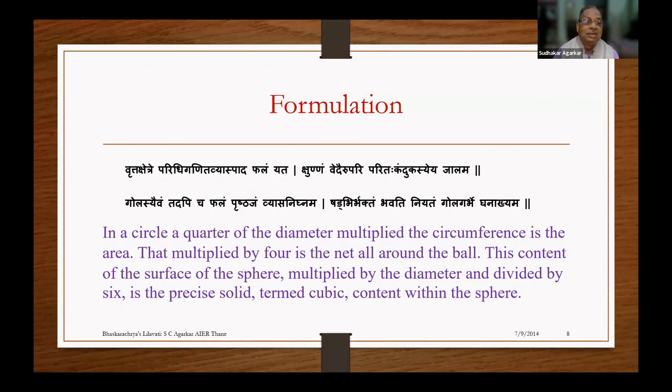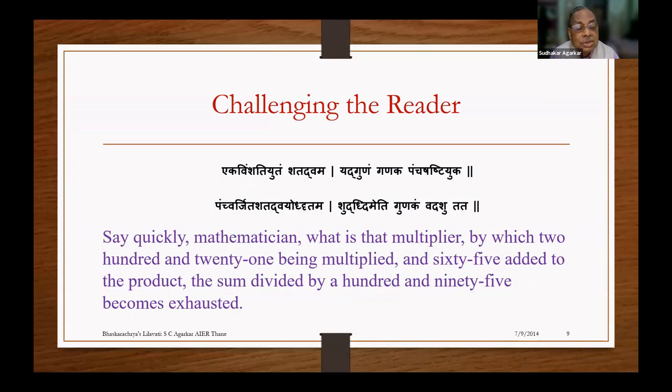So here the translation is simple. In a circle, a quarter of the diameter multiplied by the circumference is the area. That multiplied by 4 is the net all around the ball. This content of the surface of the sphere multiplied by the diameter and divided by 6 is the precise solid, termed cubic content, within the sphere. At this moment, I'm not going to explain everything. I'm just trying to look at the book in terms of pedagogy. When I conduct workshops, I explain this and make the students work out the problem. Anyway, let me proceed further and describe one more pedagogic characteristic.